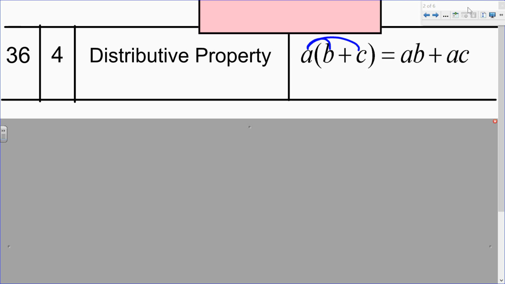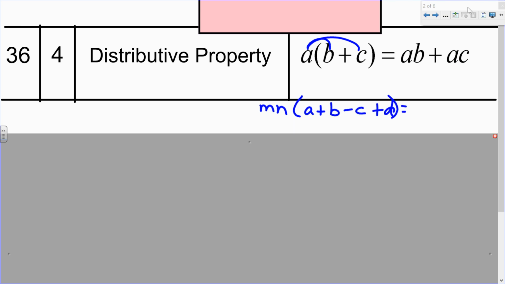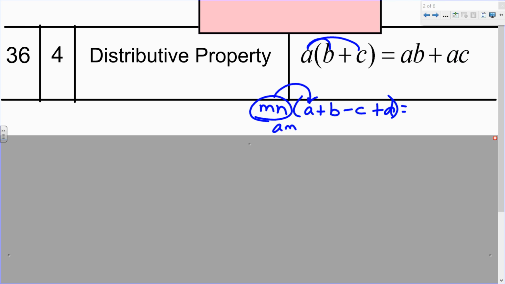We could have had something like MN times A plus B minus C plus D. And if we were to distribute that, we'd take the MN as one thing times the A. Then we'd take it times the B. This one has a minus sign thrown in, so we'd have a minus C times MN. And then finally, we'd have plus the D times MN. So you've been working with that for at least a couple of years now, so that should be very familiar.